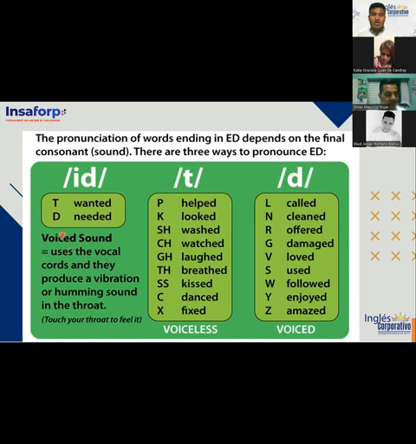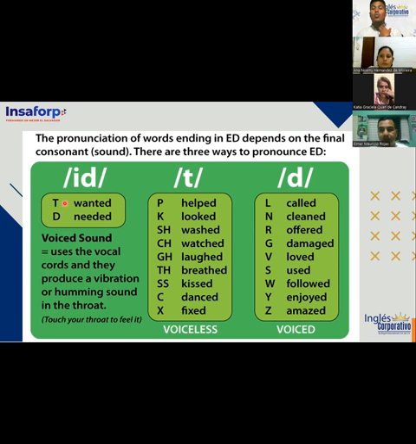So, in this case, the pronunciation of these verbs is voiced. Voiced means that when you move your vocal cords, you produce a vibration. That's why it says here, it uses the vocal cords and produces a vibration or human sound in the throat. If we put our fingers in the throat, wanted, wanted, we can feel the vibration in the vocal cords. So we can understand, okay, I'm pronouncing it well. That's why we say those are voiced sounds.